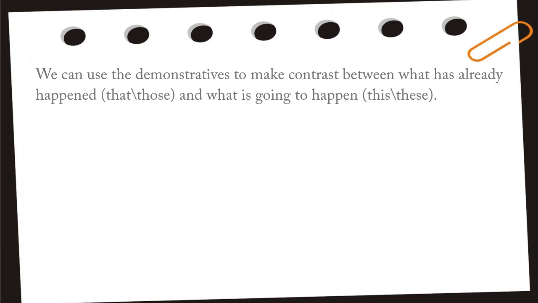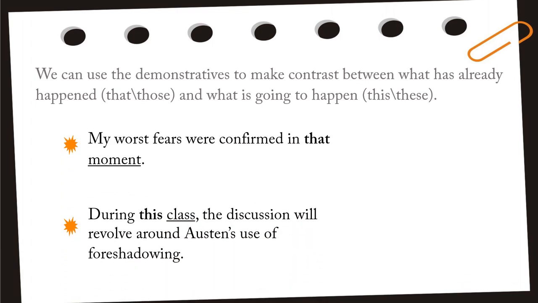Let's look at the following examples below. My worst fears were confirmed in that moment. Here, using the demonstrative "that" suggests that the fear was confirmed in a moment in the past. It has already happened. Now the second sentence says, during this class, the discussion will revolve around Austen's use of foreshadowing. Using "this" suggests that the discussion is going to happen in the future. It has not already happened.